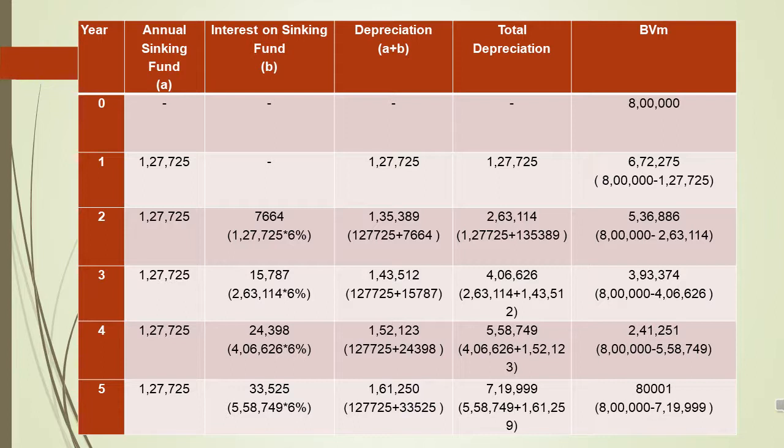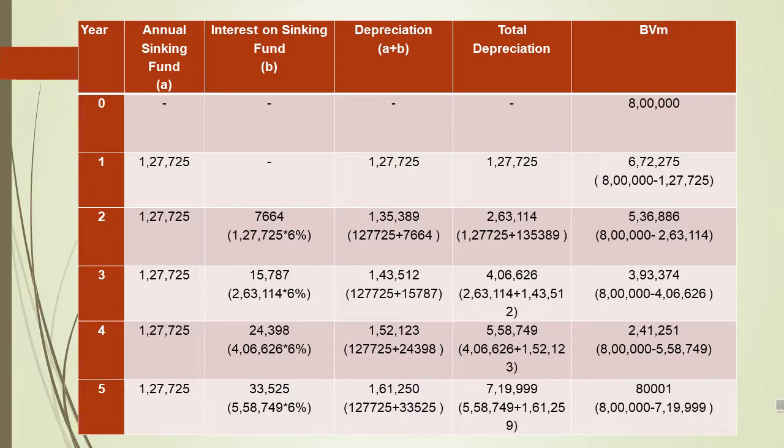So depreciation will be A plus B, that is the annual sinking fund A plus the interest on sinking fund B. You have to add both of these to fill this column. Then after that you will calculate the total depreciation and BV. For year 0, there is nothing.